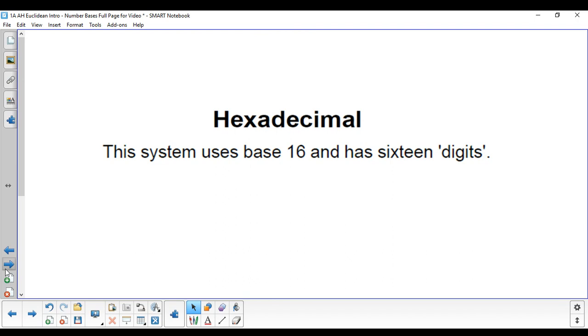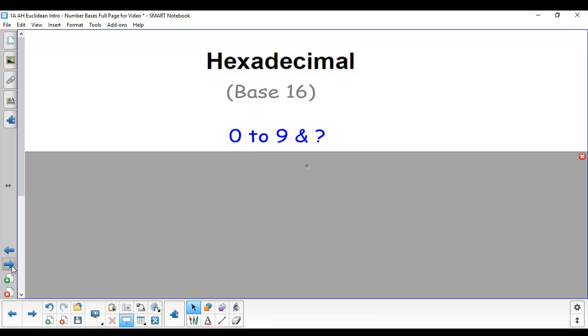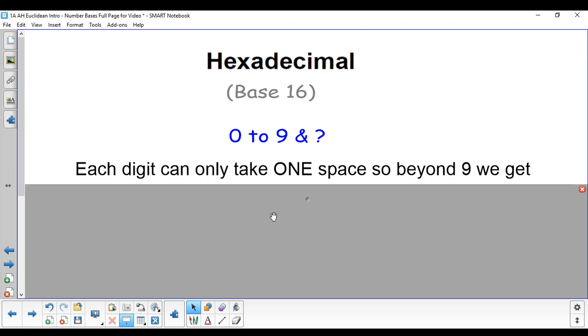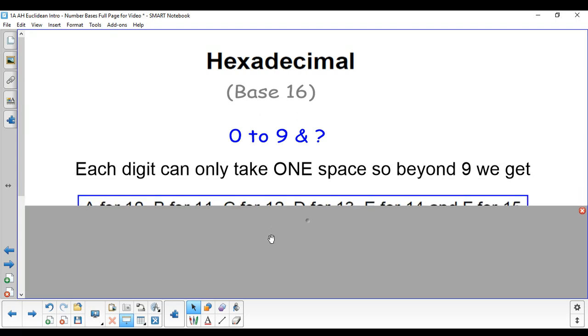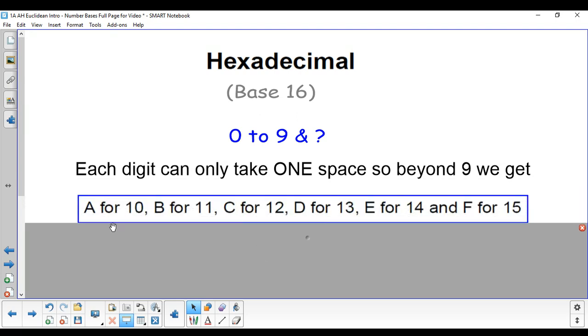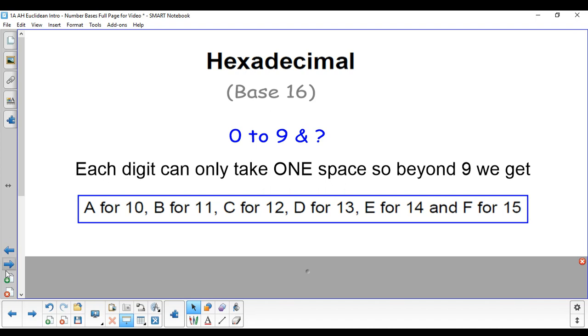Right, hexadecimal is 0, 1, 2, 3, 4, 5, 6, 7, 8, 9, but what happens after that? So if you think about it, you're only allowed one space to represent each digit, so 10 can't be represented by one digit, so we call it A, B, C, and D, and so forth.